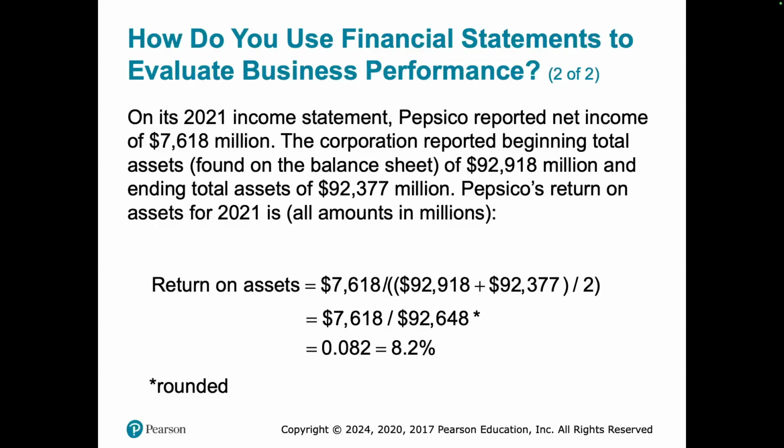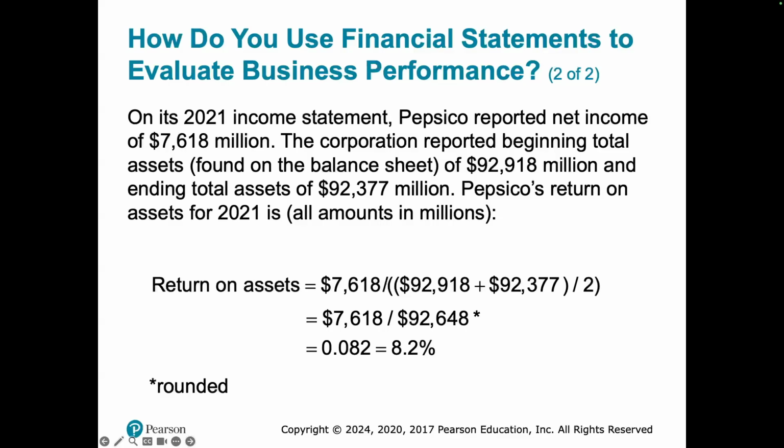PepsiCo's return on assets for 2020, all the amounts are in millions. If we were to do this in Pearson, which you may have a problem like this, just be careful as you're doing problems in Pearson. The one knock on Pearson I keep requesting is they do not show commas. So make sure you're keeping your spacing and you know how many zeros and how many digits you're inputting, because if you look at a number like 92,007, it's easy to add an extra 7 and not notice it if there are no commas. So just make sure you pay attention to things like that when you're doing your homework.